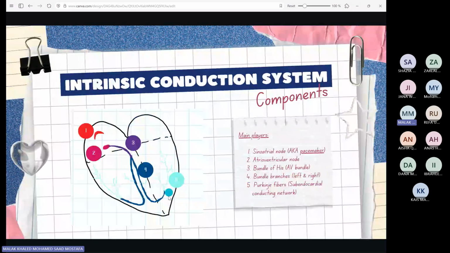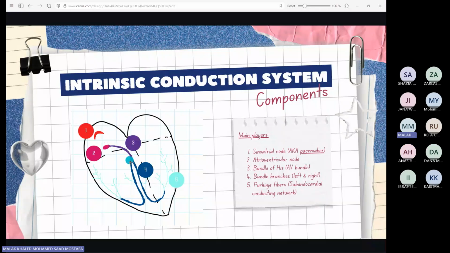Let's go through the components very fast. We have the SA node, your pacemaker, then the AV node, and then your bundle of His, or the AV bundle, and it's the only connection between your atria and ventricles, okay? There is no other electrical conductivity going on in the heart. Then you have your bundle branches, left and right, and your Purkinje fibers going through the ventricular walls, also called the subendocardial conducting network.